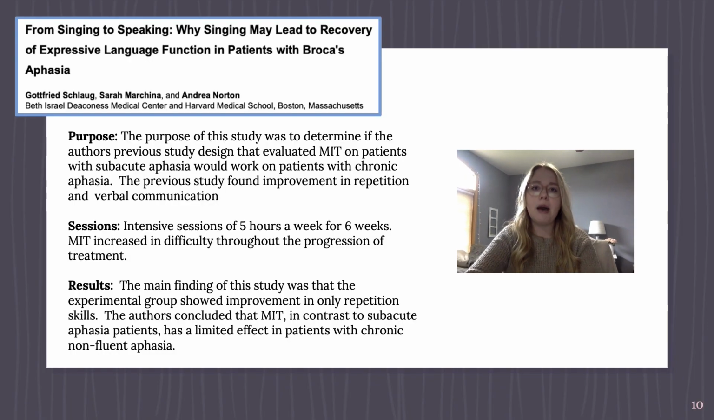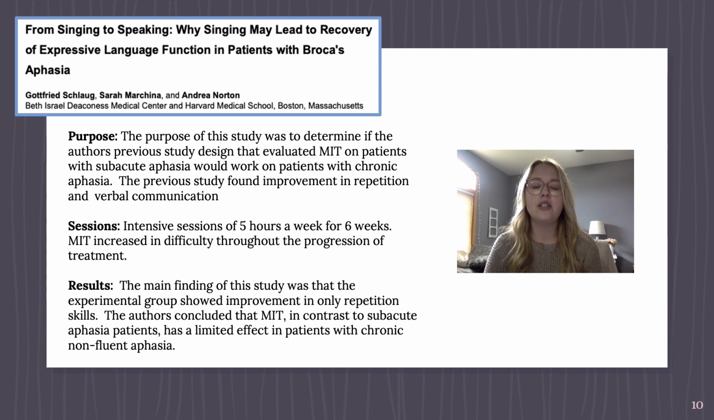All right, so this was my partner's article, and it's titled From Singing to Speaking, Why Singing May Lead to Recovery of Expressive Language Function in Patients with Broca's Aphasia. The purpose of this study was to determine if the author's previous study that evaluated MIT on patients with subacute aphasia would also work on patients with chronic aphasia.